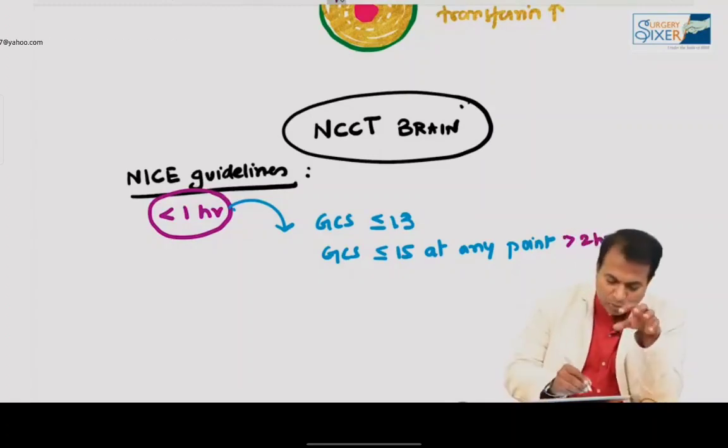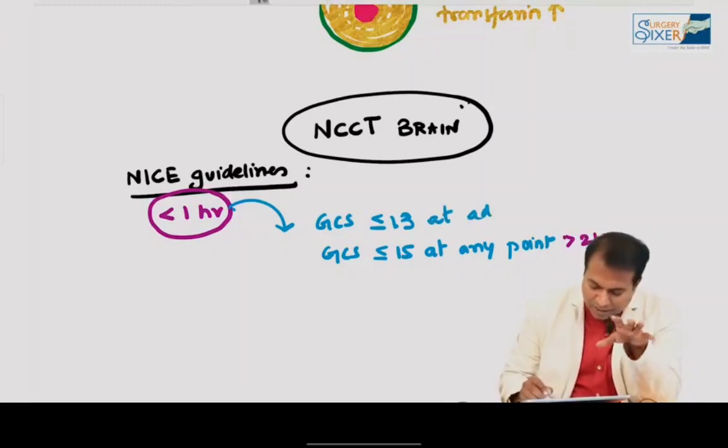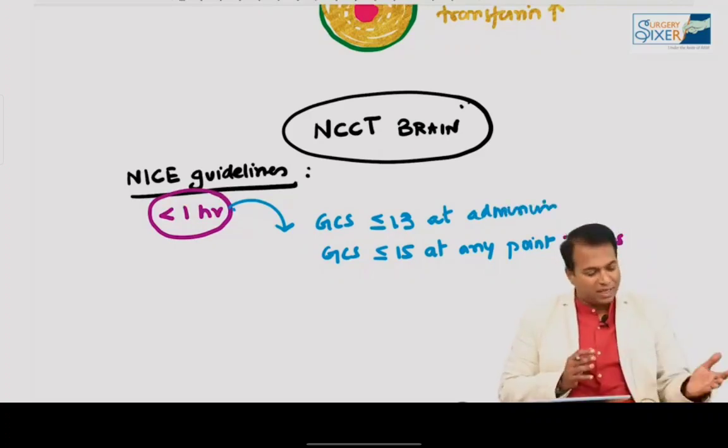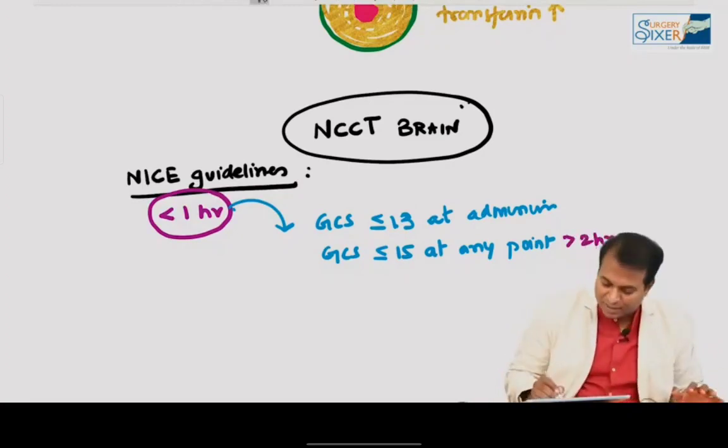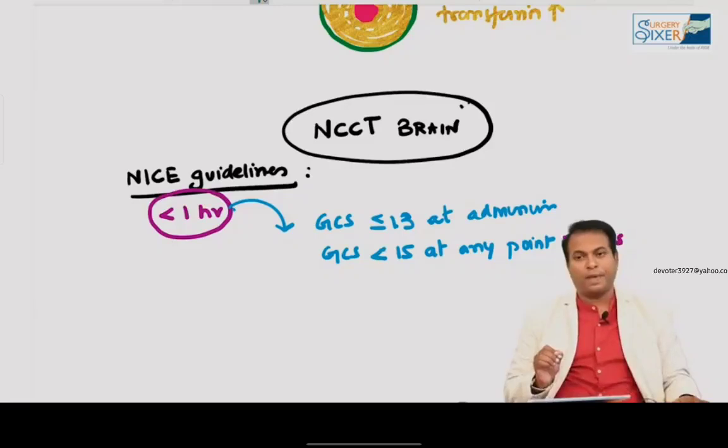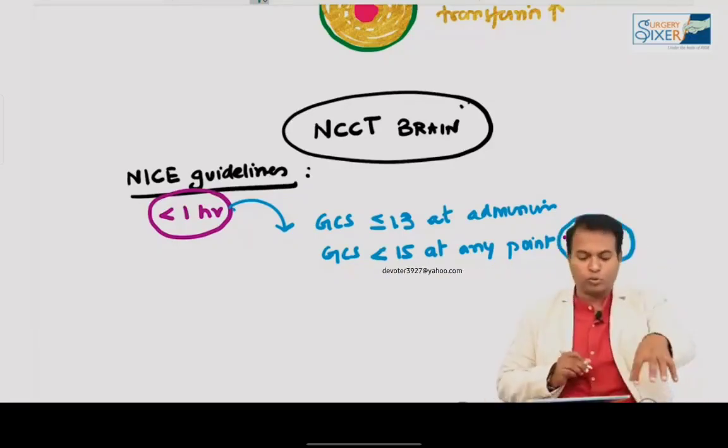So please understand, when will you take a CT scan? GCS less than or equal to 13 at admission time. The patient is getting admitted in your ward with GCS less than or equal to 13 at the time of admission. After admission, he is in the ward for more than 1 day. Suddenly, at any time, his GCS becomes less than 15, not less than or equal to 15, less than 15, at any point after 2 hours of admission in the hospital. Then also you should take a CT scan within 1 hour.